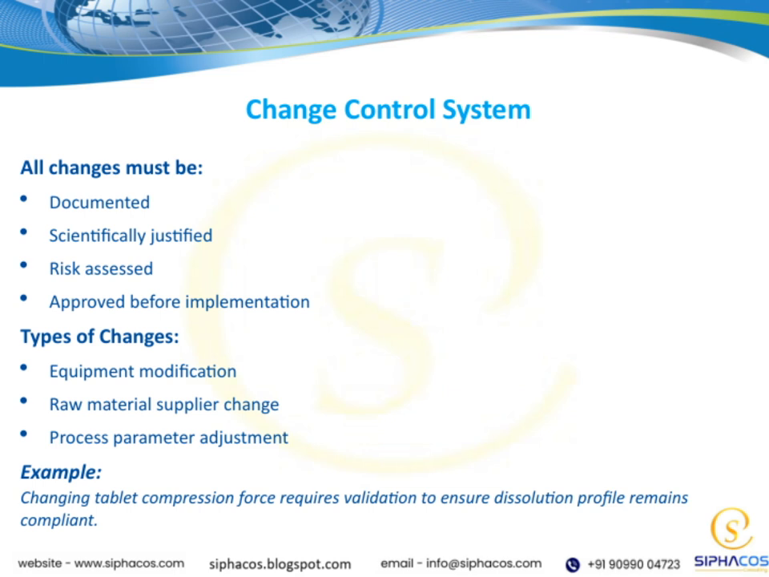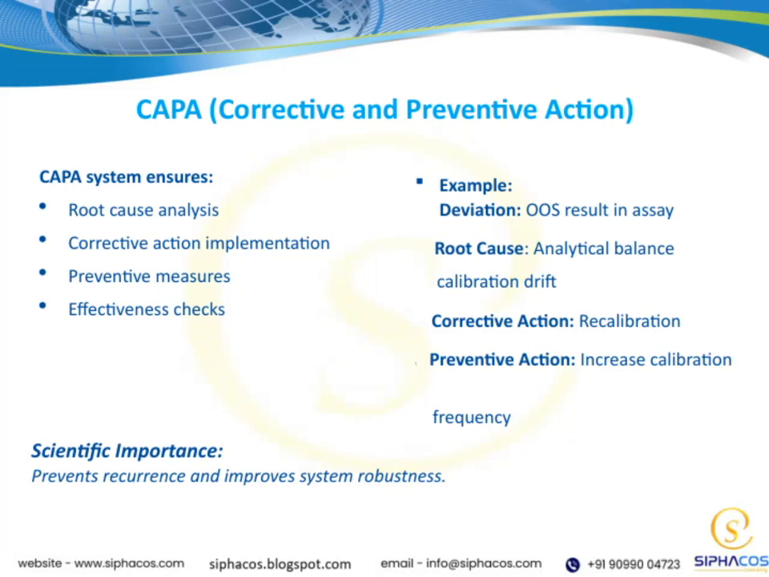Let's talk about the scientific importance of these corrective and preventive actions. Essentially, they help prevent recurrence of issues and improve the robustness of our systems over time. For example, if we encounter an out-of-specification result in an assay, we need to identify the root cause, which in this case could be calibration drift of the analytical balance. The corrective action here would be to recalibrate the balance to fix the immediate problem. But to truly prevent it from happening again, we should increase the calibration frequency.